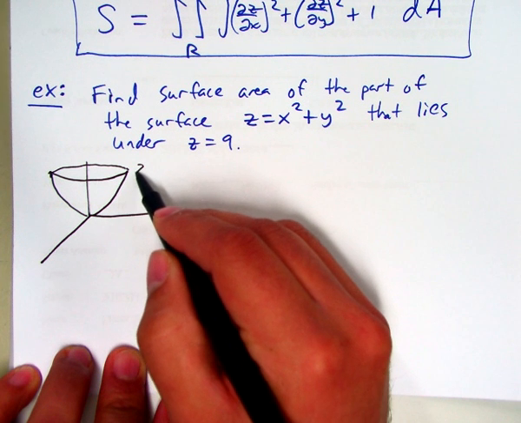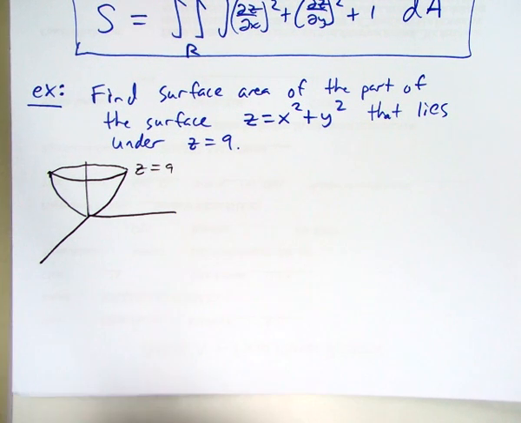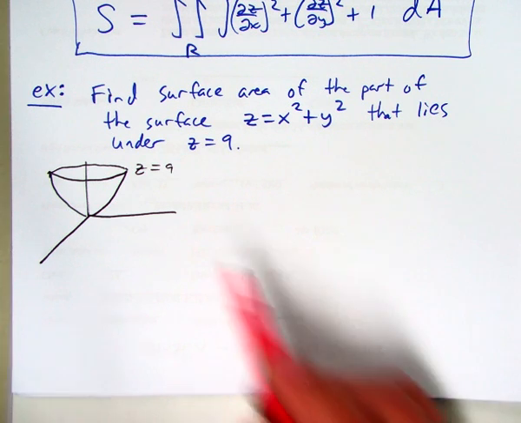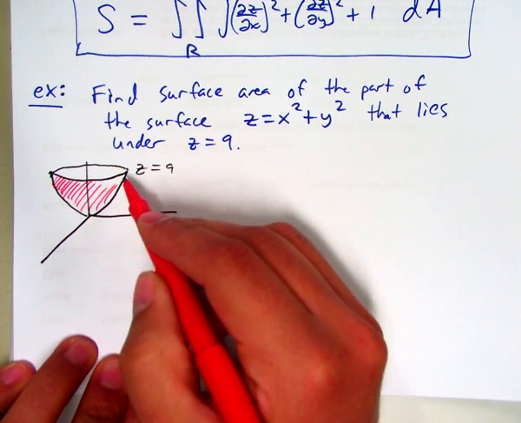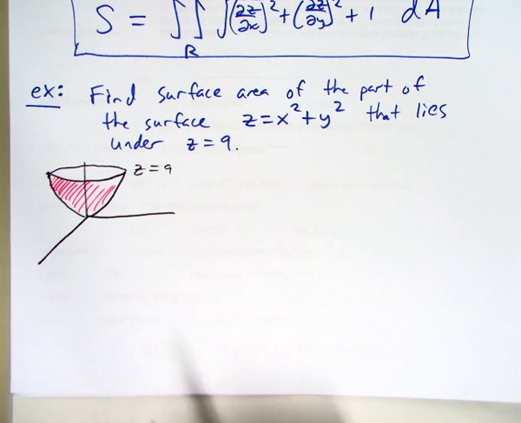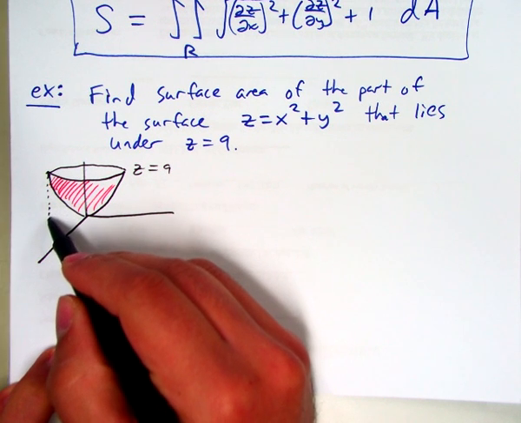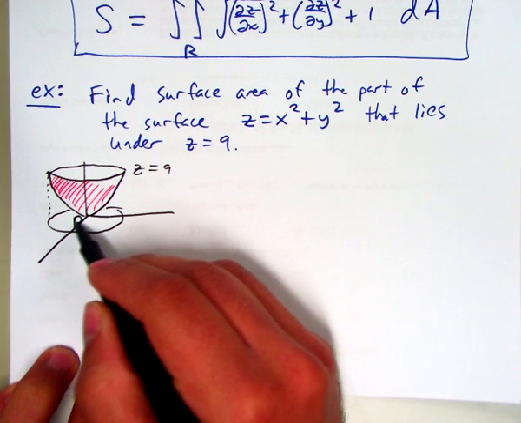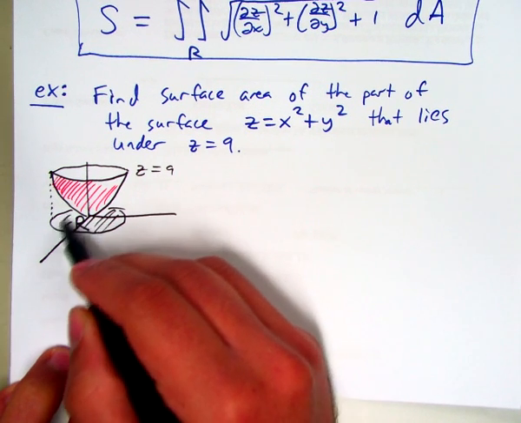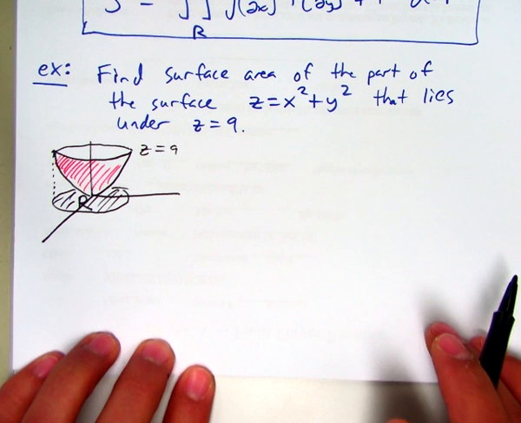Here's z equals 9 right up here. So if we're looking for the surface area under z equals 9, then we're essentially finding the area that wraps around the paraboloid. So then the region R would just be the shadow from here to the xy plane. So this is R down here. Everyone kind of see the sketch here?